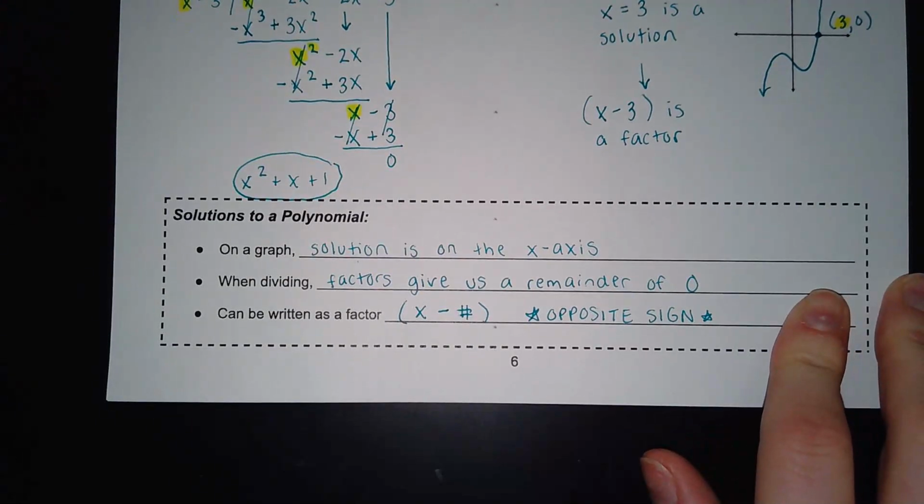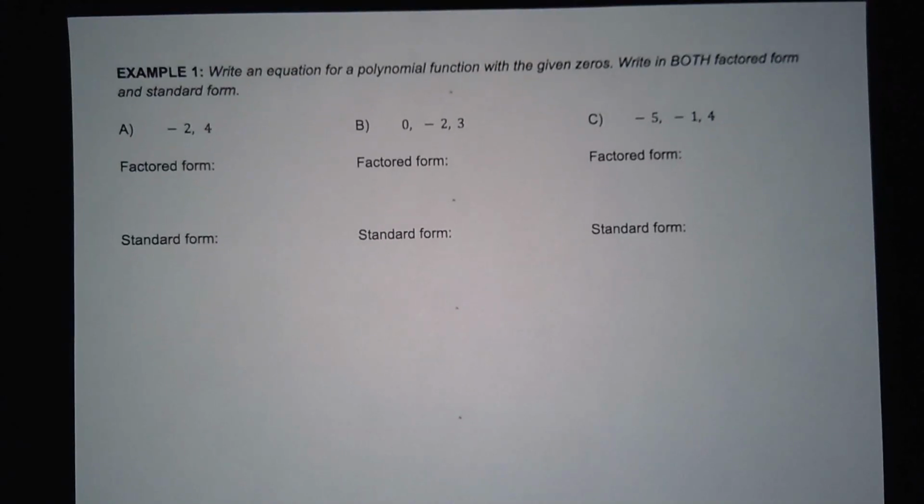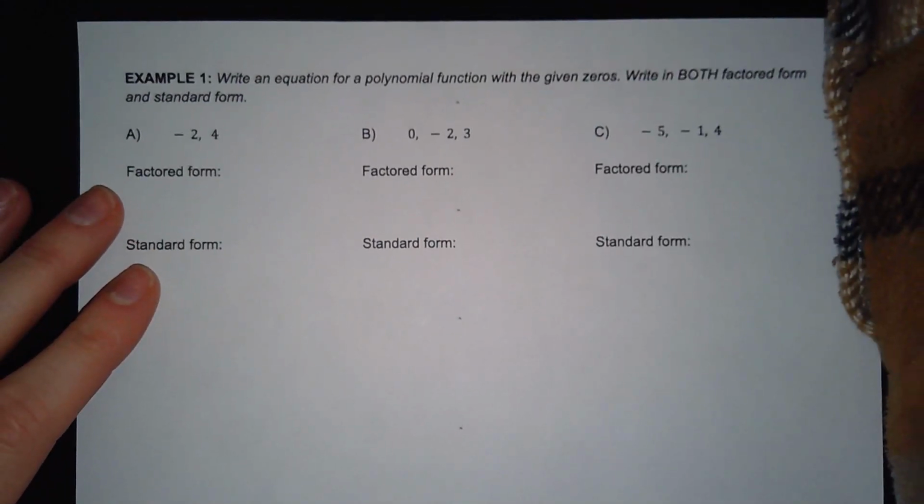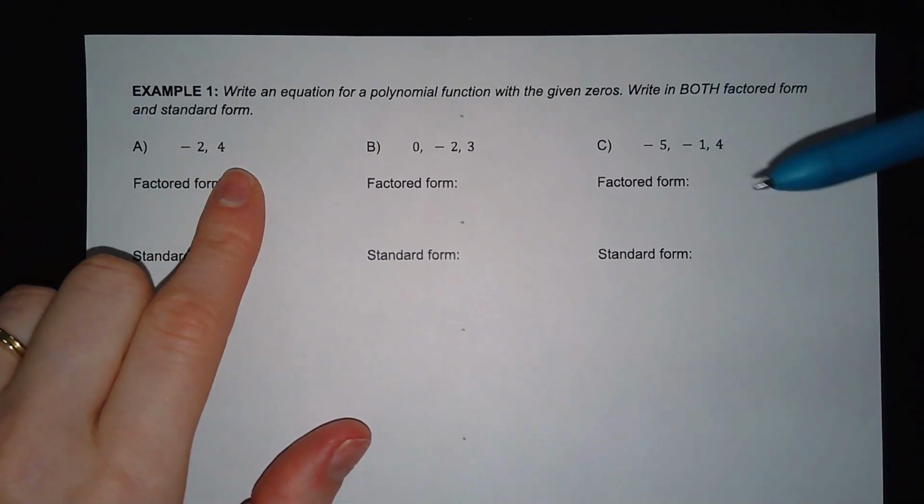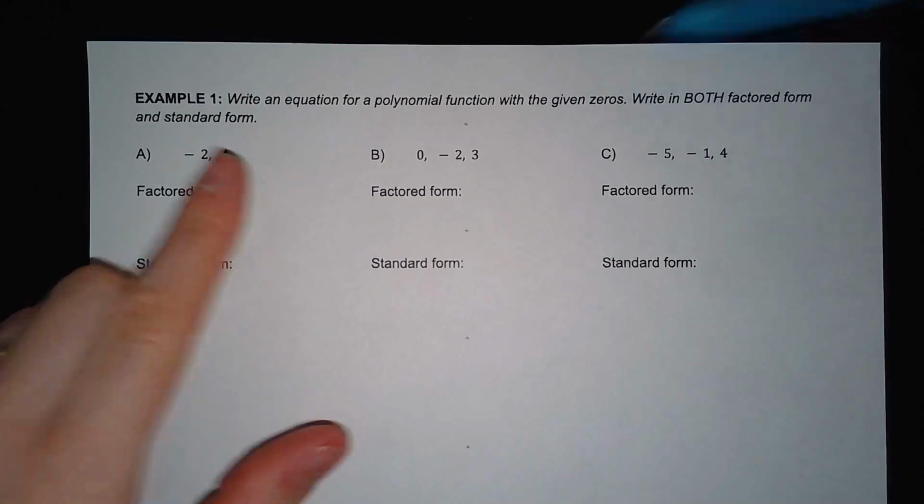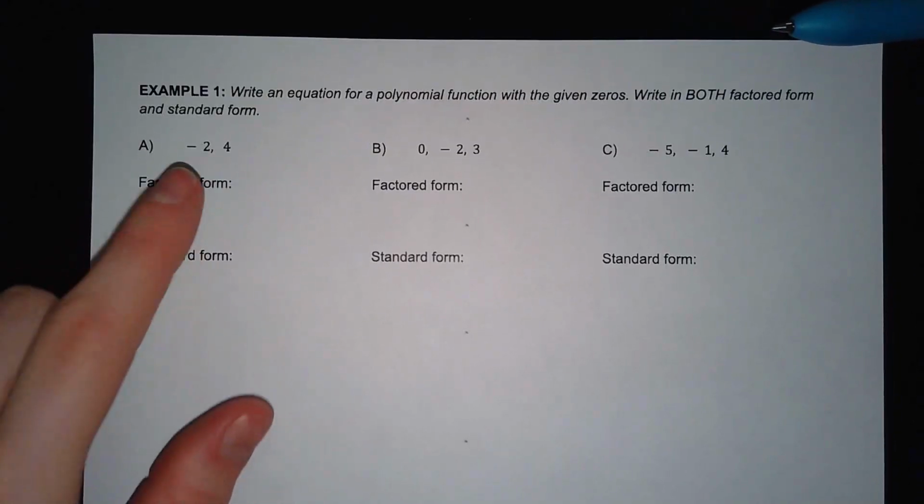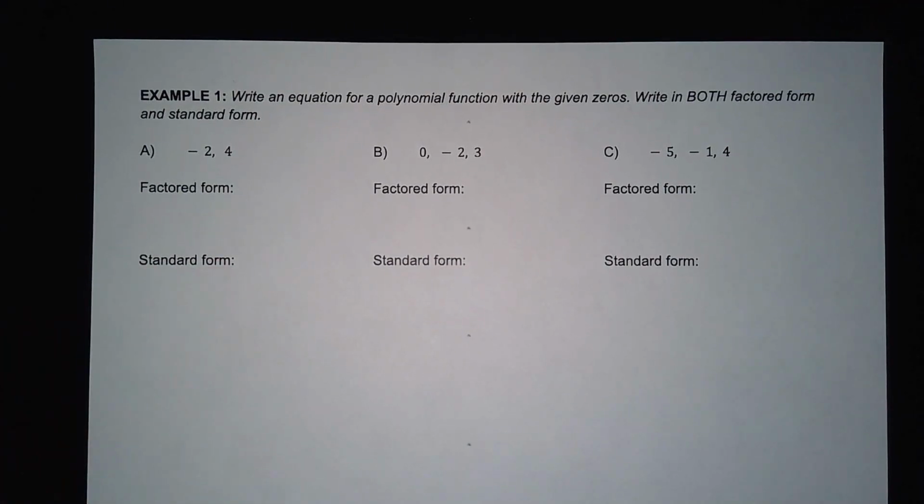So the last thing we're going to do with this lesson is practice writing some equations if we're given the factors. So we have here some factors, and we're going to write the polynomial for those solutions or for those zeros. We're going to give it in two forms. One is called factored form and the other is called standard form. Now we've actually done this with quadratics before, so if this process looks familiar, it's because we did it back in chapter 5.